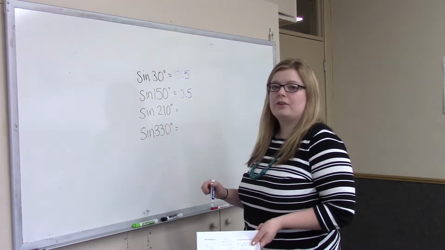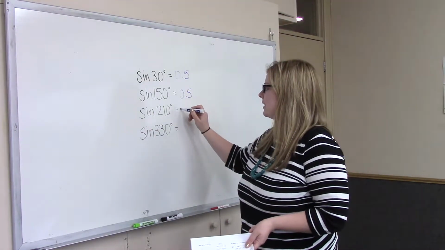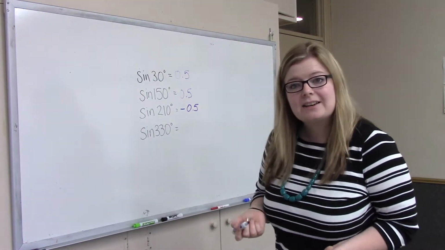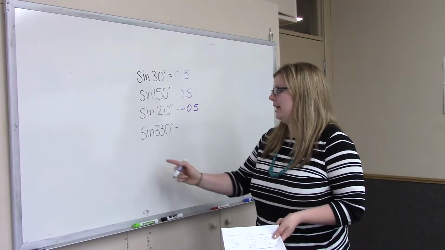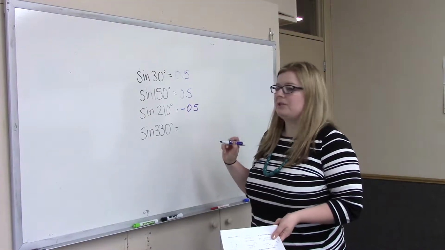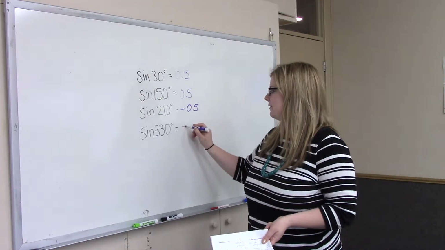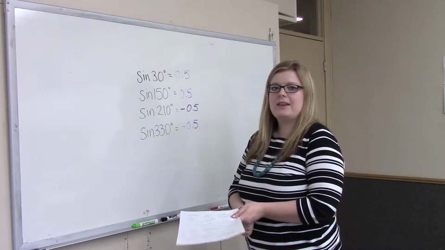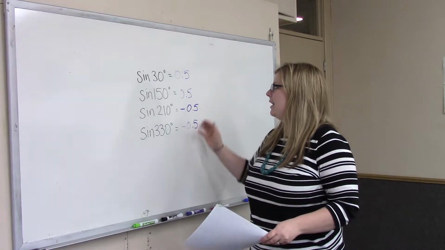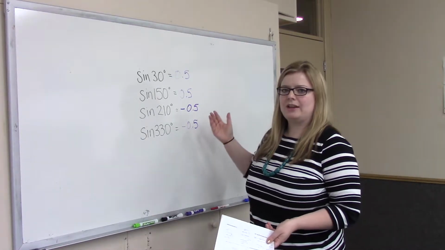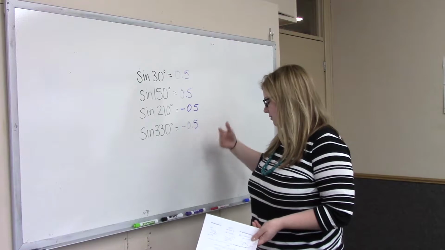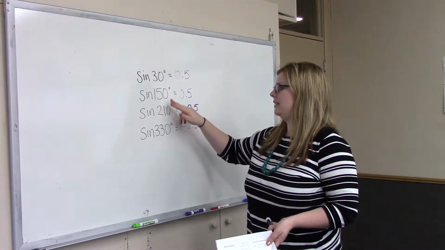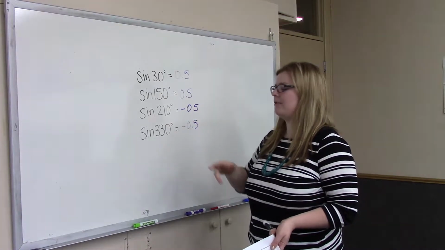Now try sine 210 degrees. This is interesting. It's negative 0.5. You've never seen a negative sine ratio before. And sine of 330 degrees, put that in. It's also negative 0.5. So what qualities do these numbers share that would make sense for them to all have a value of either 0.5 or negative 0.5? Think about that for a second. 30, 150, 210, and 330.